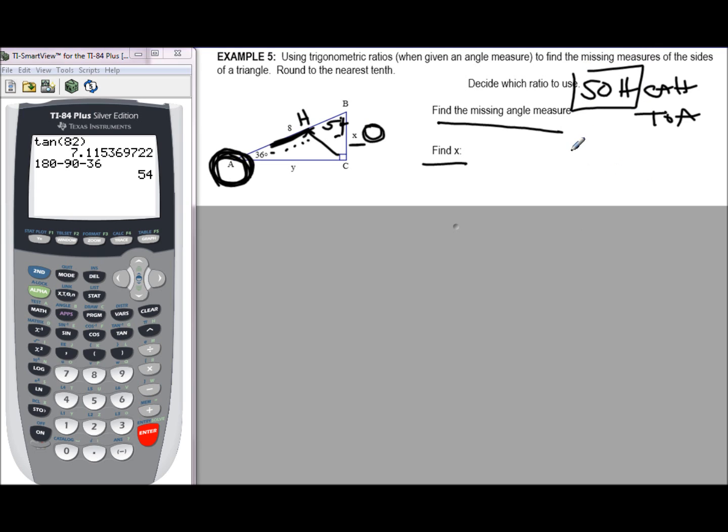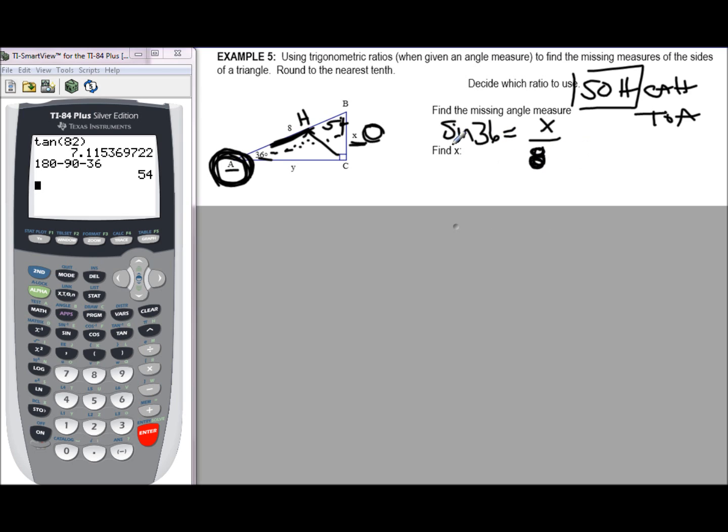The sine function. The sine function says the sine of an angle is equal to the angle's opposite side over the hypotenuse of the triangle. So now all we have to do is erase and replace. The sine of an angle, well, what angle do we have? We have angle A, which is 36 degrees. So the sine of 36 is equal to 36's opposite side, so x, over the hypotenuse of the triangle, 8.